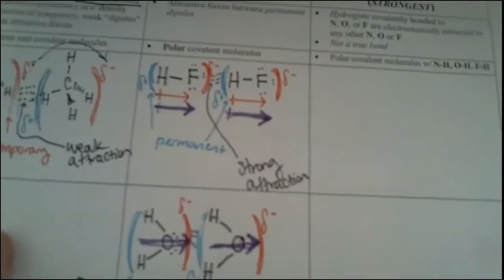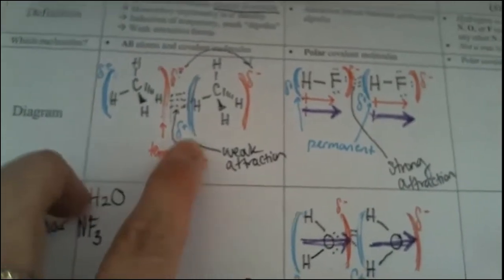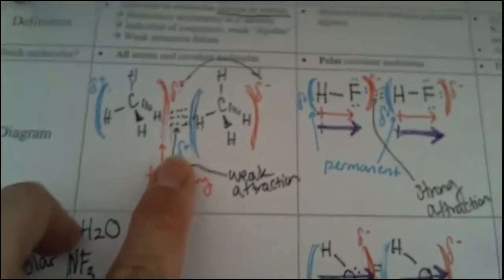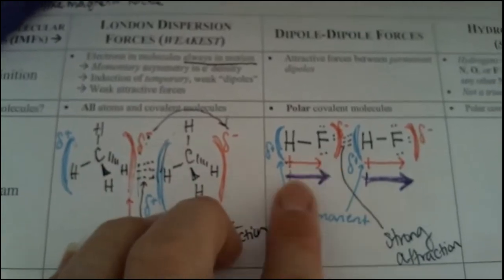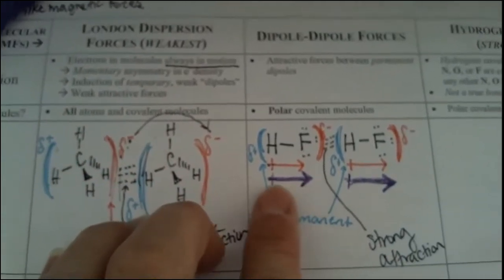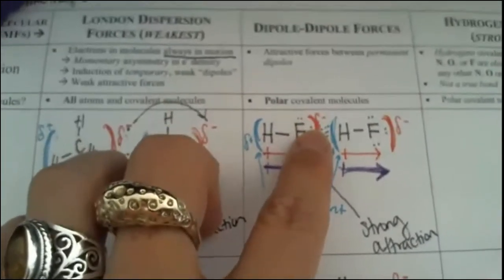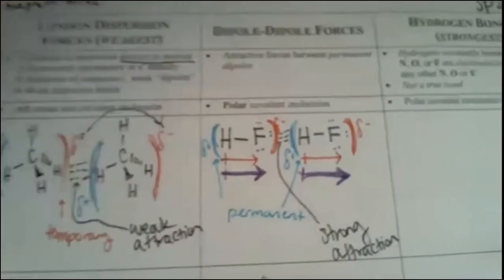Okay. So we left off here. We talked about London dispersion forces, which are weak forces of attraction due to temporary asymmetries in electron density. And then we talked about when there's a permanent asymmetry in electron density, where we can actually draw a dipole arrow for the whole molecule, and then the partially negative end can attract to the partially positive end of the other molecule.